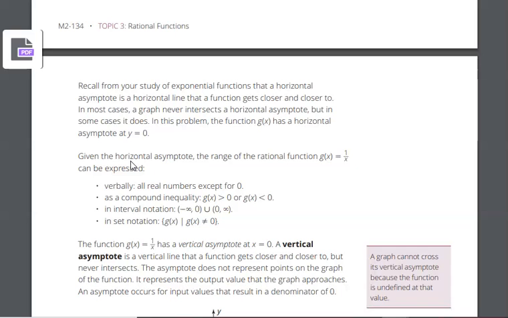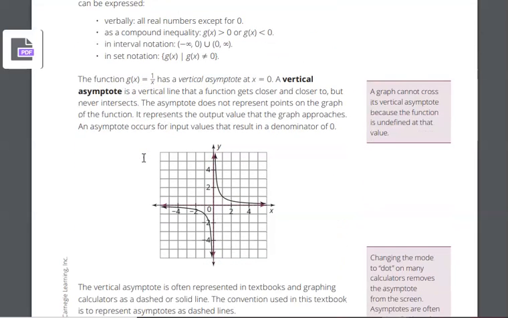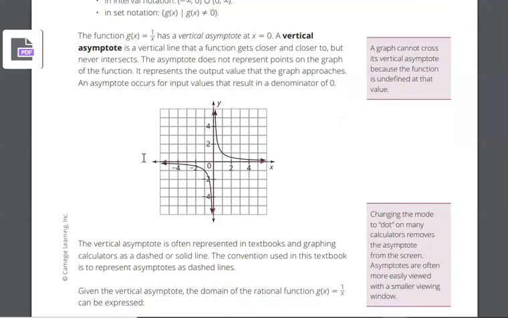So the next page, if you turn to 135, it's talking about a vertical asymptote, and it says the function g of x equals 1 over x has a vertical asymptote at x equals 0. It's like a boundary line. It's a vertical line that your graph can get close to but can never intersect, and the reason is because if you have an asymptote, the denominator will equal 0 there. And you can't have a denominator equal to 0 because that means you're dividing by 0, which is not okay.